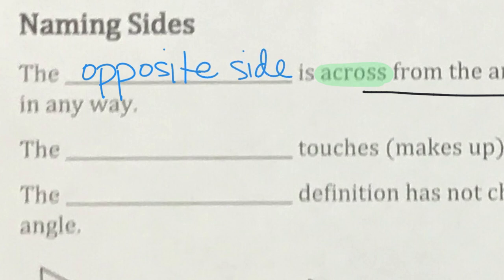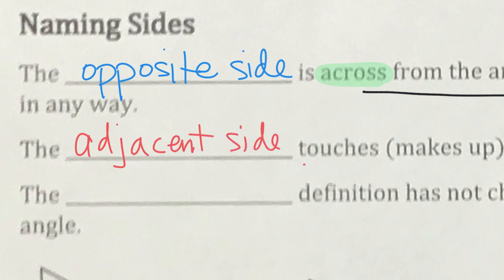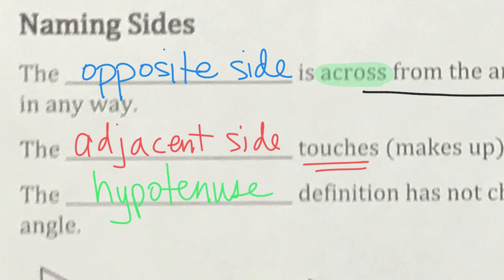The opposite side does not touch the 2 chords of your angle in any way. So the opposite side is across from the angle. The adjacent side, ADJACENT, touches the angle. And of course, the last one is the hypotenuse. The hypotenuse doesn't change. The hypotenuse is always the hypotenuse. It's always across from the 90-degree angle.